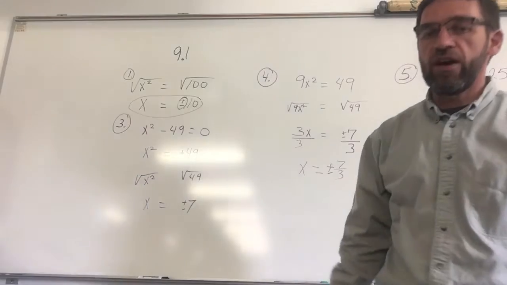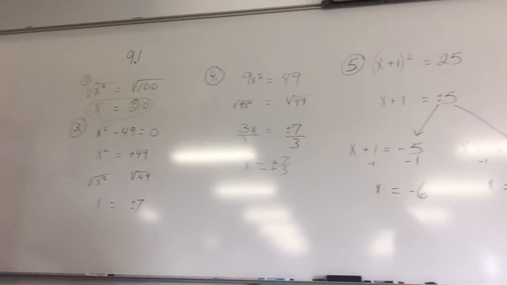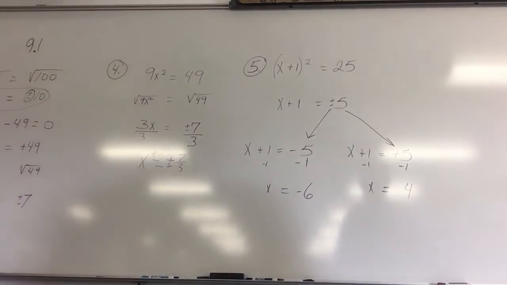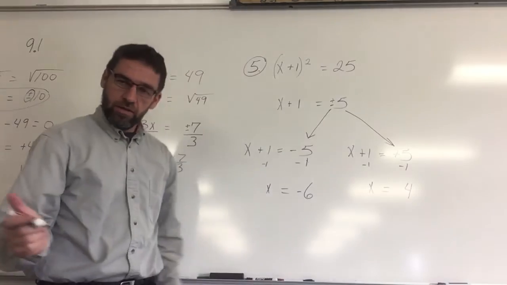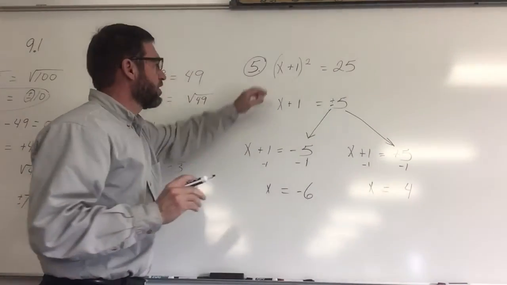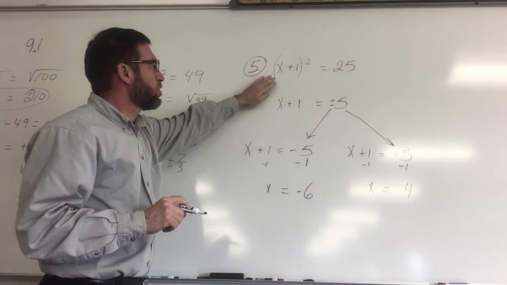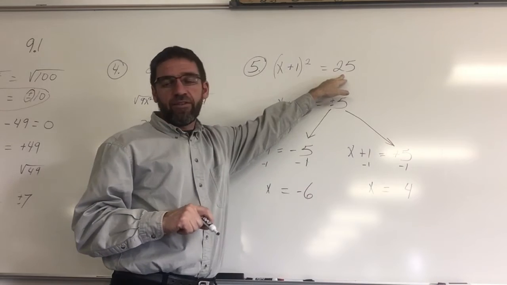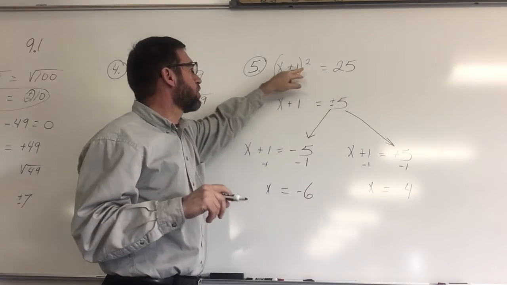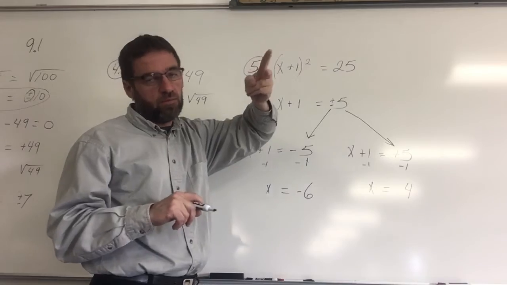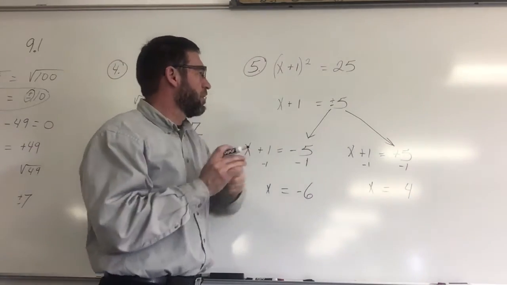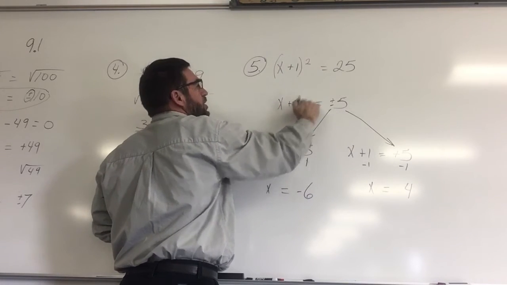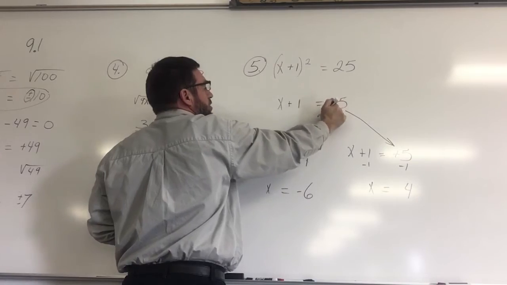Let me scoot you over for 5. Okay, for number 5, you start out with x plus 1 in parentheses squared equals 25. Now that's not real hard. You can take the square root of that x plus 1 squared. That means there's just 2 of them. I didn't put the radical sign over the top. I just know that there's 2 of these, so I take the square root. There's 1 of these, and the square root of 25 is negative and positive 5.